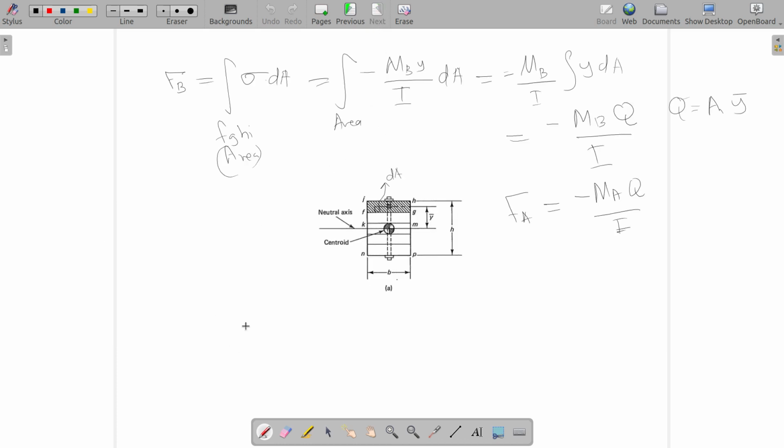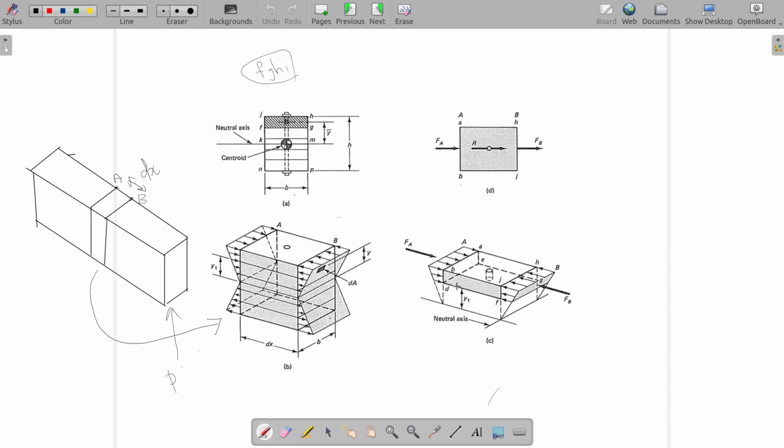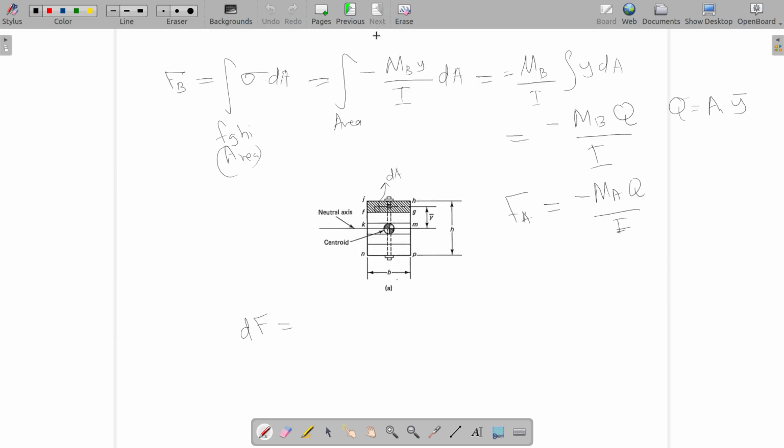Let's find out the difference between FA and FB. Since we are taking the difference over a small length dx, which is a differential length, we are calling the difference dF, integral dF. So that is the difference between the magnitude of FB and FA.